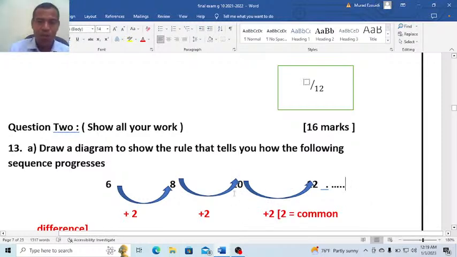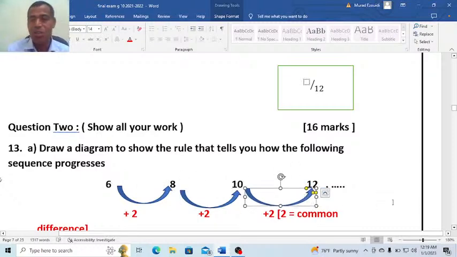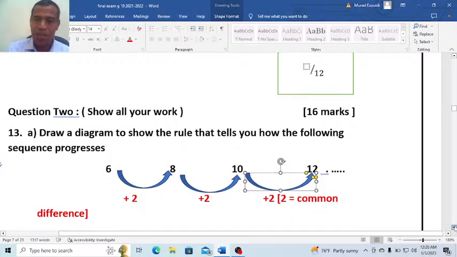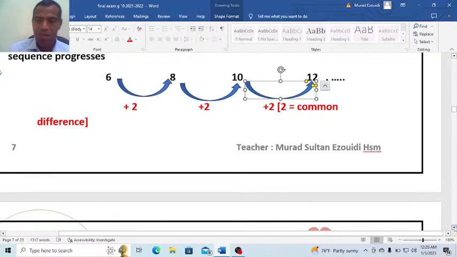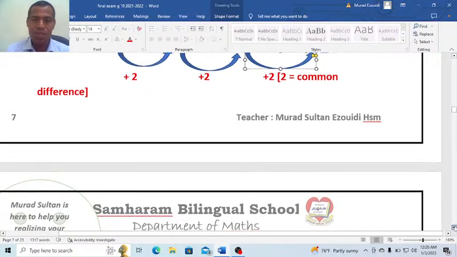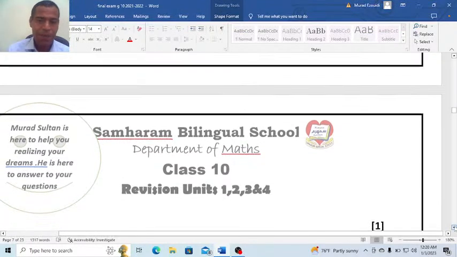The common difference between two consecutive terms: 10 minus 8 is the same as 8 minus 6, which is the same as 12 minus 10. So this one is called the common difference. To find the nth term of a linear or arithmetic sequence, we are going to use the formula, which is Un equals a, the first term of the sequence, or the term that the sequence starts with, plus n minus 1 multiplied by the common difference.